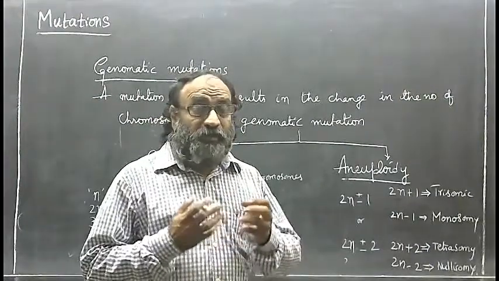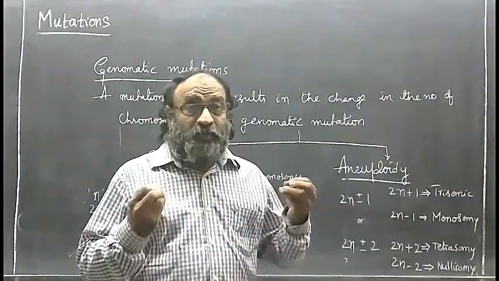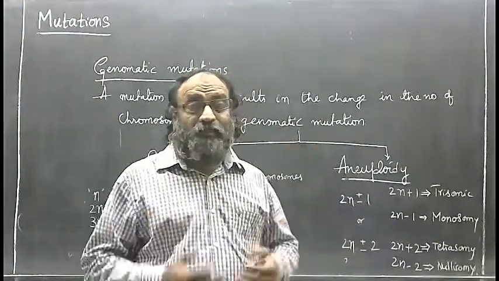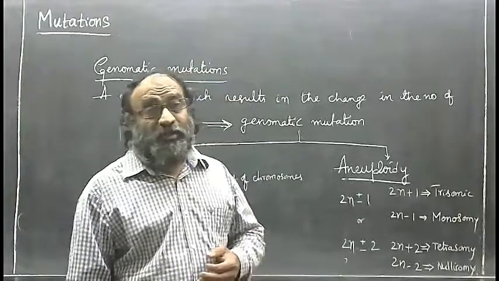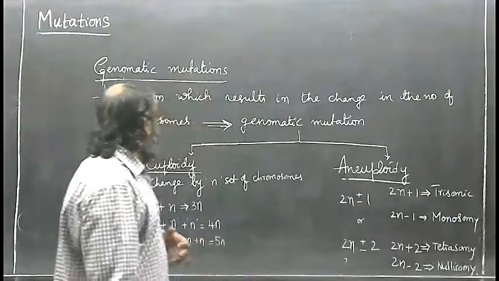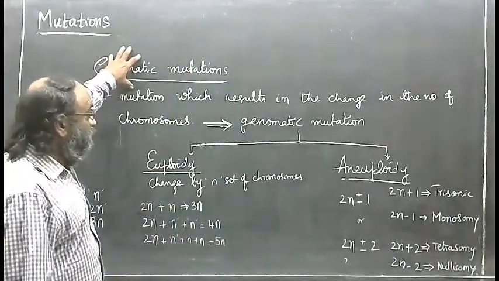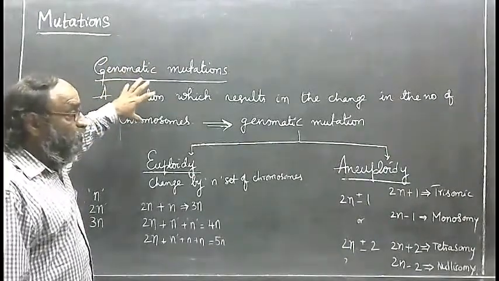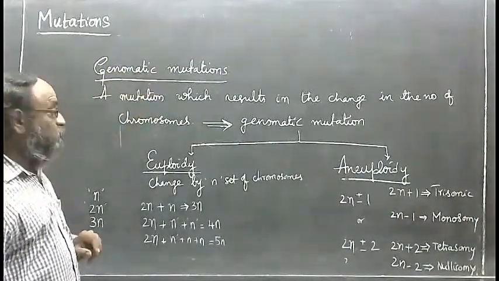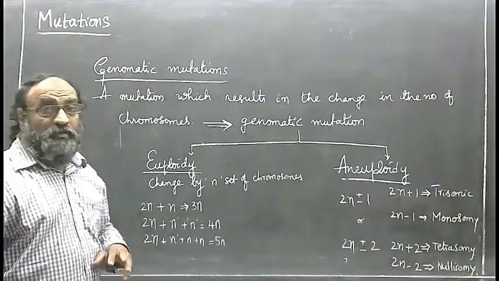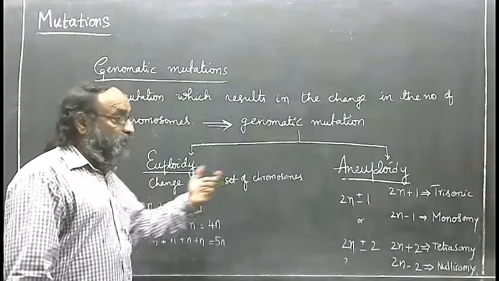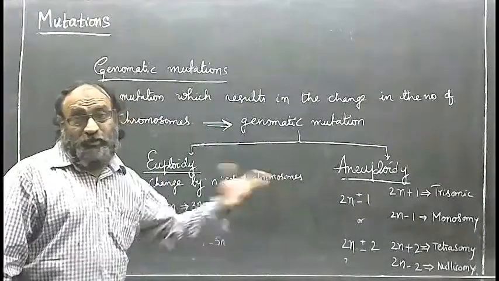At the same time, we should spare some time. Sometimes we should think properly to choose the right answer. Therefore, the genomatic mutations which result in the change in the ploidy of chromosomes can be studied under two heads. One is euploidy and the other is aneuploidy.